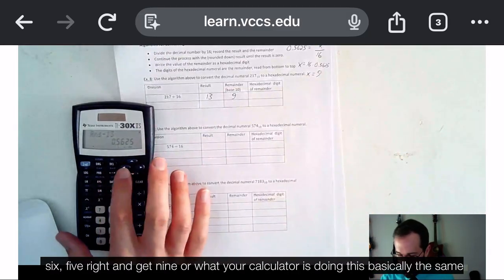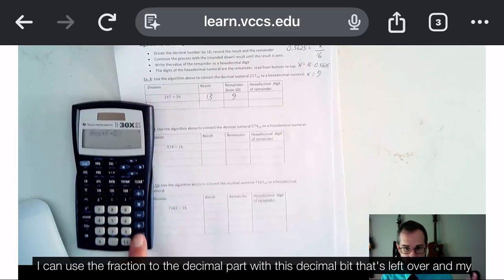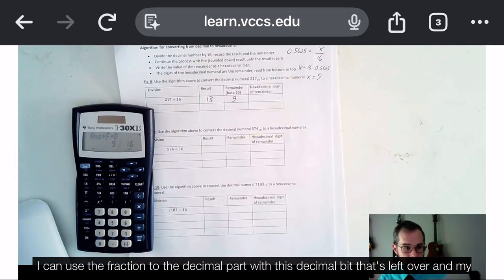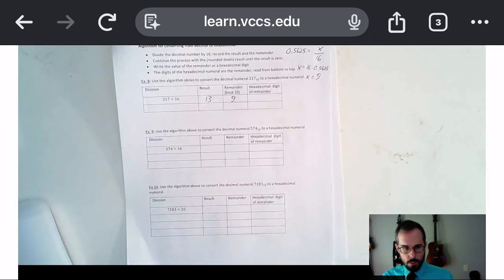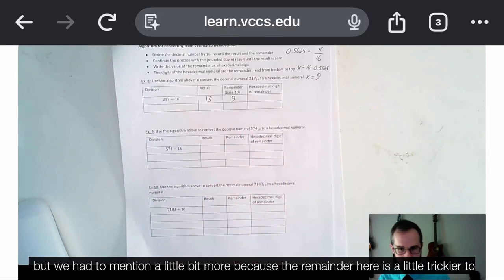Or what your calculator is doing is basically the same thing. I can use a fraction to decimal part with this decimal bit that's left over, and my calculator tells me it's 9/16. So that number there, 9, tells me the remainder here. Okay, so that was the part that was sort of like we did before, but we had to mention a little bit more because the remainder here is a little trickier to find when we're dividing by 16.